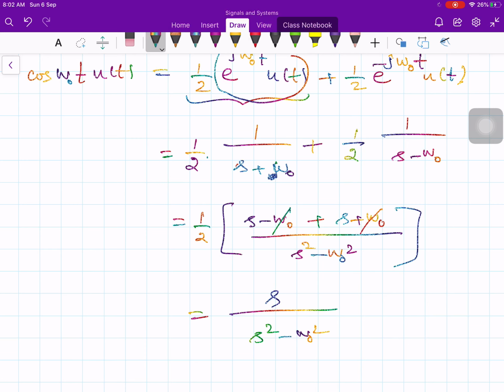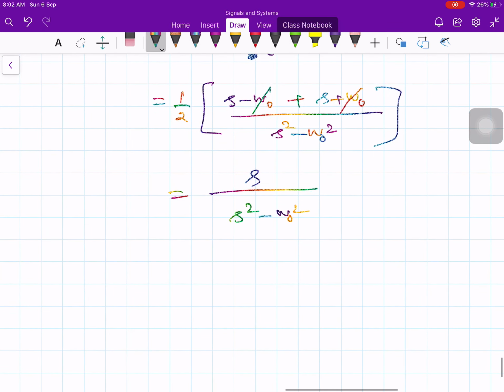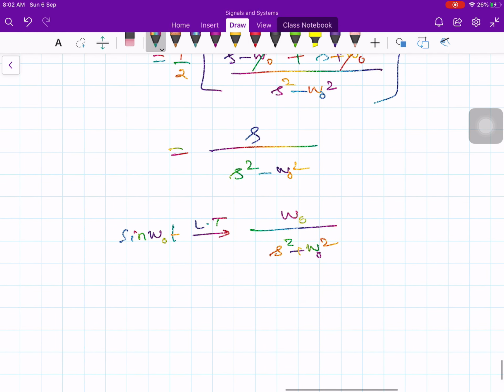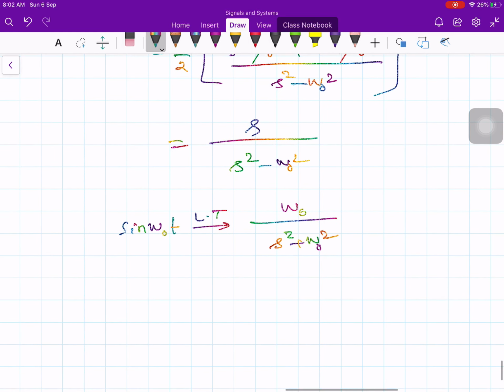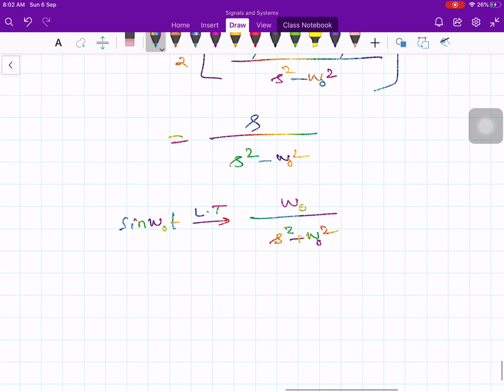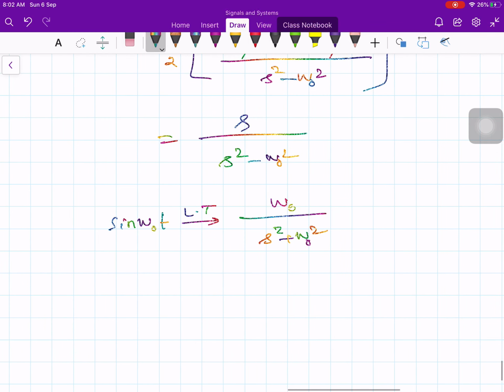Similarly, if you follow the same kind of steps, then the Laplace transform of sin omega naught t becomes omega naught divided by s squared plus omega naught squared. Okay, so in this derivation, the abscissa of convergence should be the real part of s.